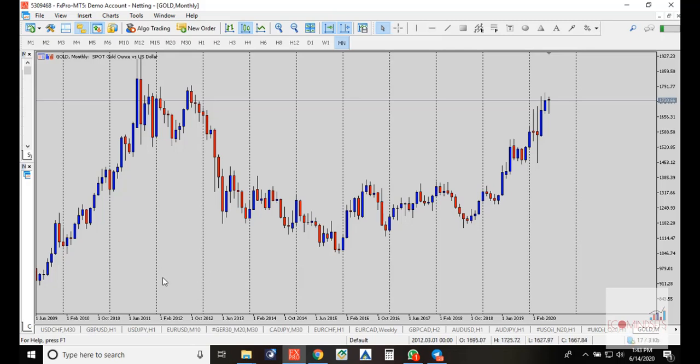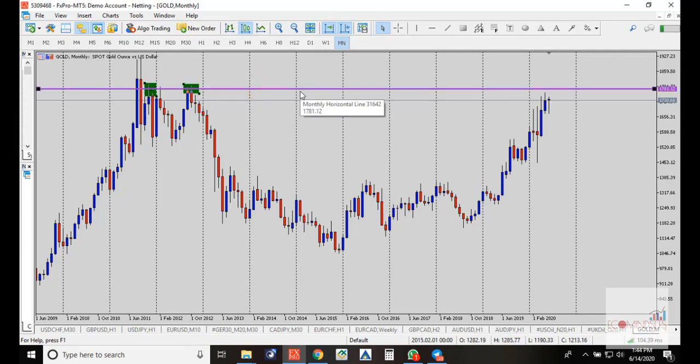So let's go to the chart. As I said in the previous video, to be able to draw your support and resistance, you need at least two touches. So let's see over here. Here we have a rejection, here we have a rejection, here. So we can put our line here as our resistance line at this point.